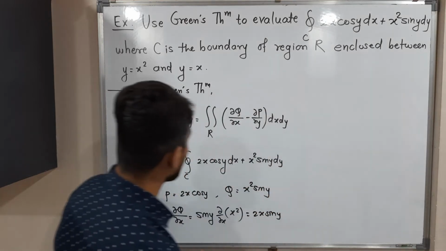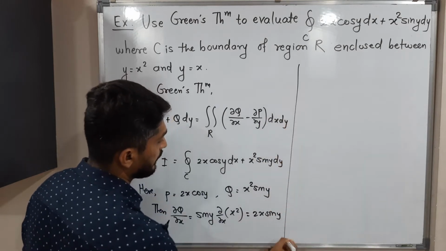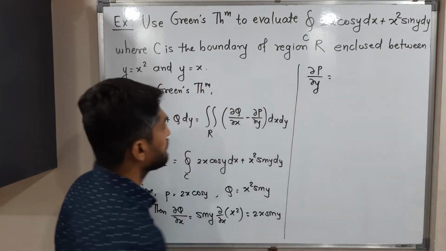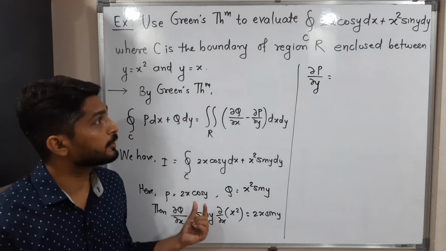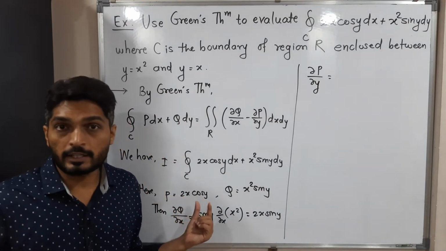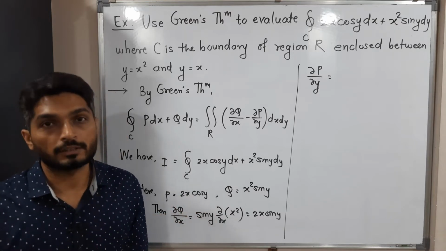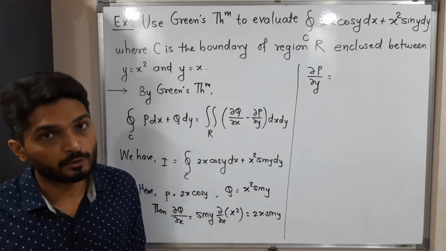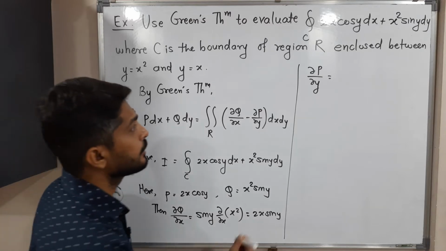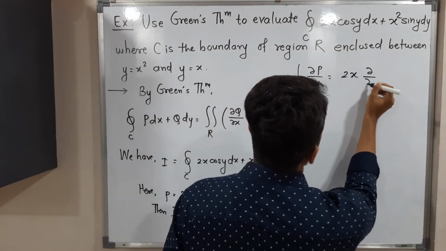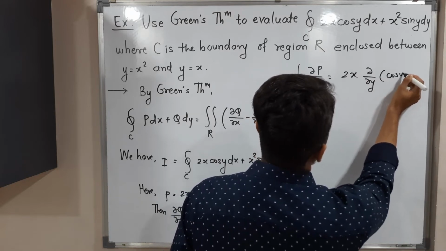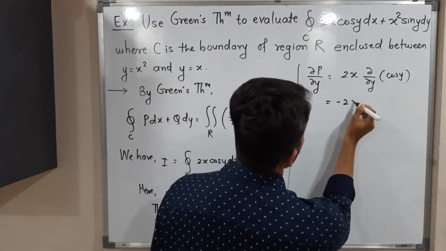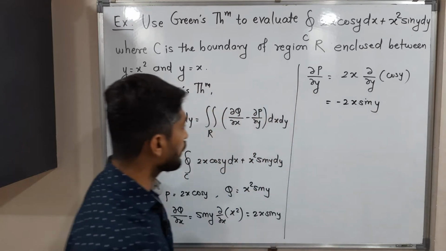So let us go further. Now we have to find ∂P/∂y. It means we have to find the derivative of P with respect to y. When you take its derivative with respect to y, 2x is constant, since we are finding the derivative with respect to y. So 2x will come outside, and we simply take the derivative of cos y. Remember, the derivative of cos y is minus sine y. So it will be minus 2x sine y. So we got both partial derivatives.